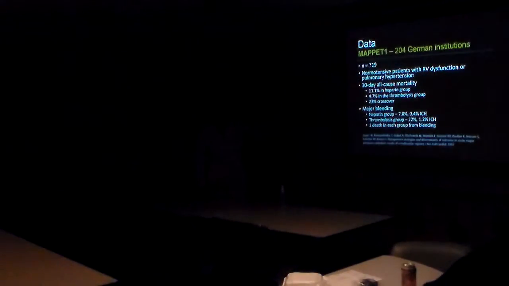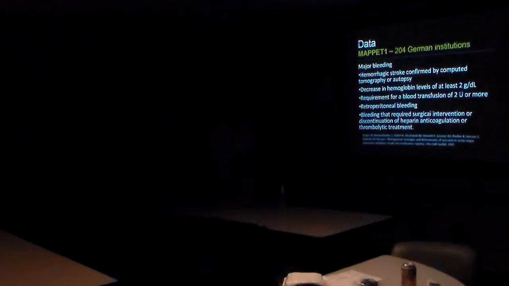Major bleeding. This is where, if you read the textbooks, they usually say it's about a 20% risk of major bleeding with thrombolysis for PE. I'll show you on the next page what their definition was. There was 1% intracranial hemorrhage. Intracranial hemorrhage is definitely major bleeding, but I think some of that 22% is probably not major bleeding. And there was only one death in each group from bleeding. You can die from bleeding if you're just getting heparin.